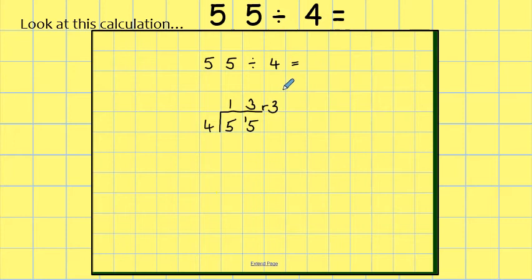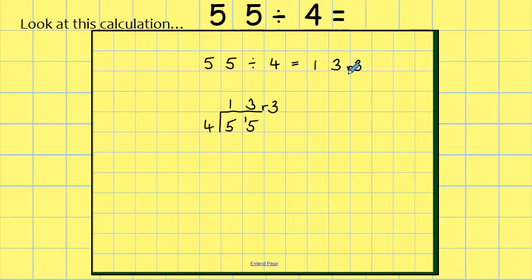So as I've got this open, I need to close it off, don't I? And I need to put my answer in, 1 digit per square. Then I'm adding my remainder 3. If you're feeling really saucy, you can check your answer.